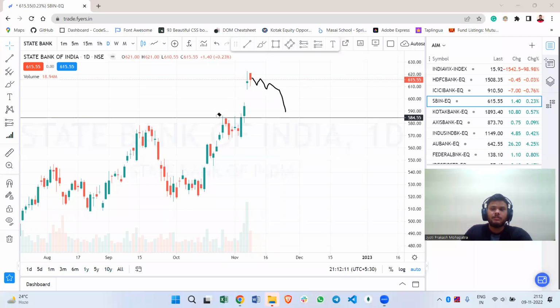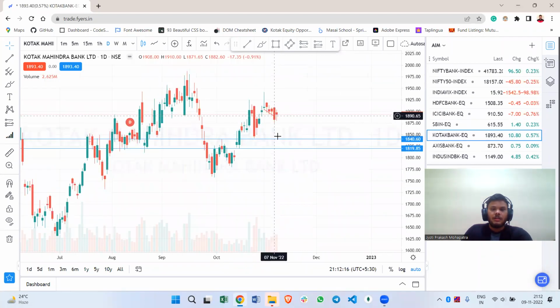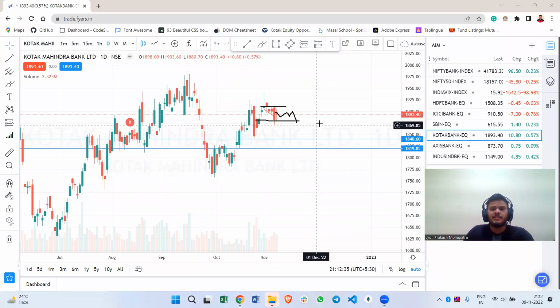Okay. Now let's look into Kotak Bank. Here you can see that Kotak Bank opens gap up and it trades around that candle which was made on Monday. And if tomorrow market opens flat or opens gap down, and if it closes below 1890 round level, then we can expect some selling pressure here, and our target will be round level 1880 first. Second target we can set to 1870.